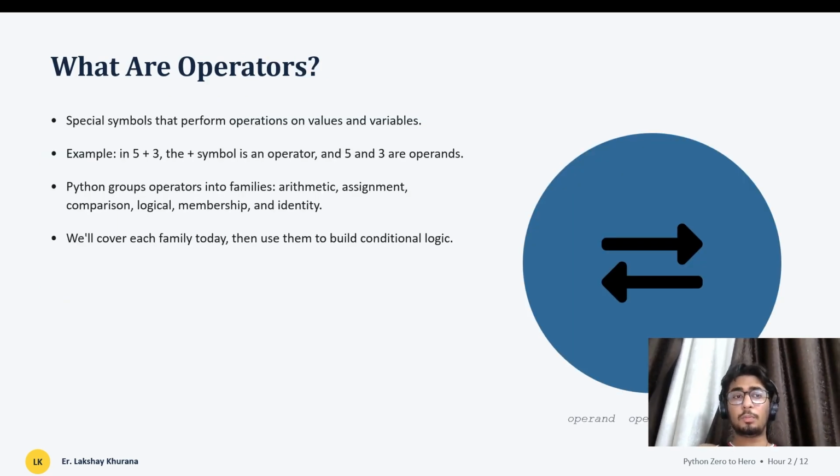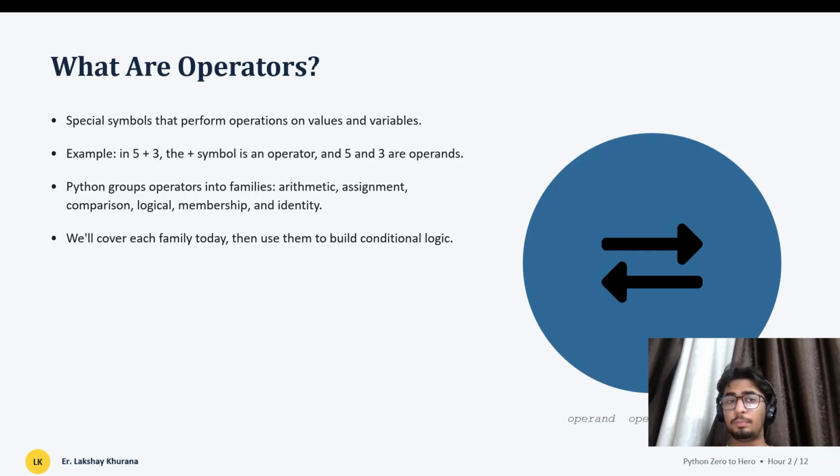So what are operators? Special symbols that perform operations on values. Like in maths, we perform calculation with the help of operators, plus, minus, like that only. In this also, we will perform some operations with the help of operators. There are various types of operators like plus, minus, addition, subtraction, divide, multiply, boolean operators, like that. I will be covering all of this in the upcoming series.